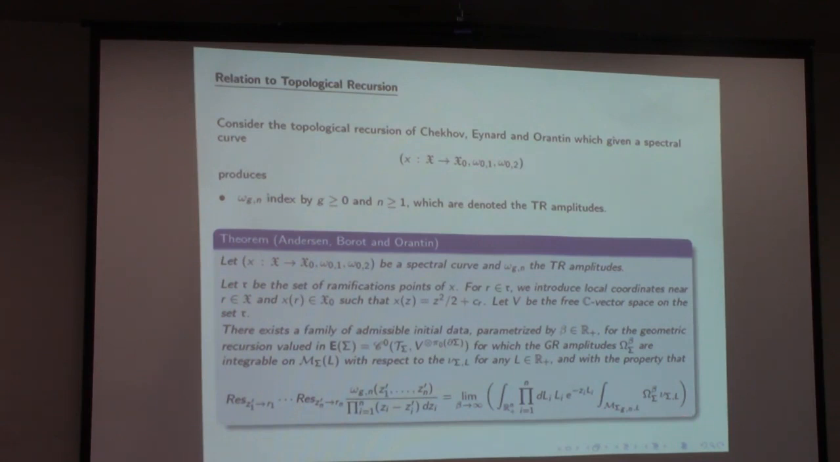What is the role of beta? The role of beta is to take a limit here. Beta has to go to infinity.